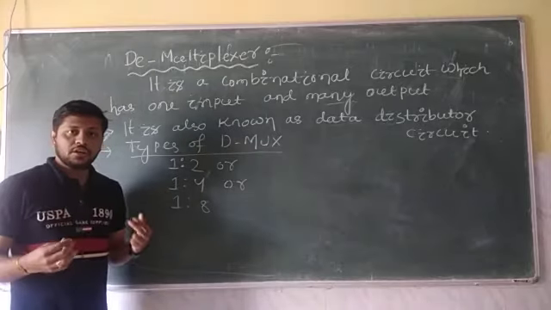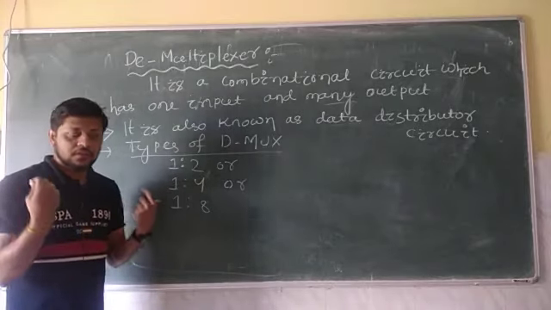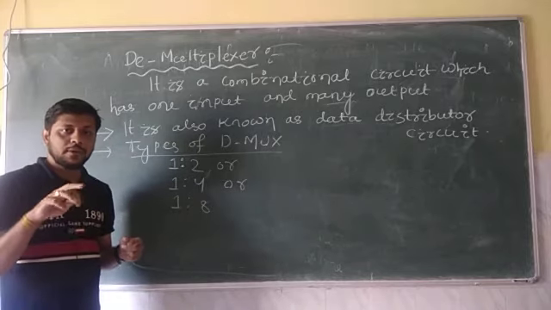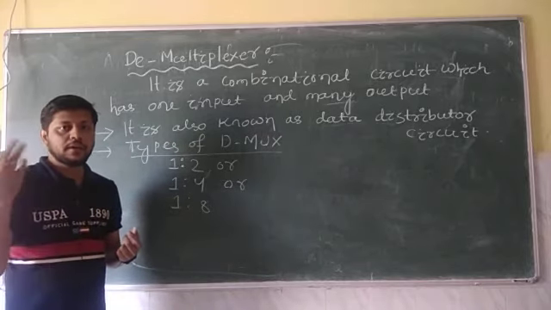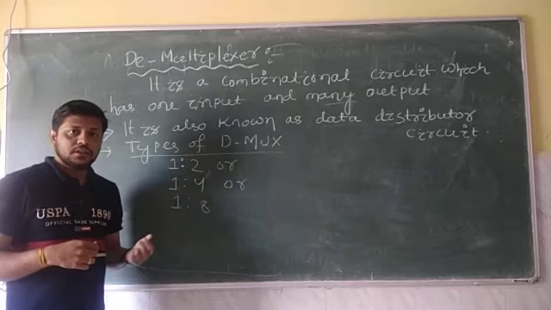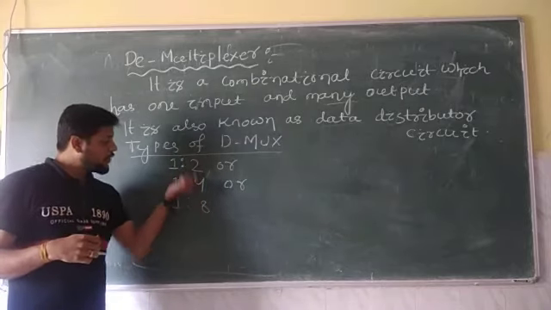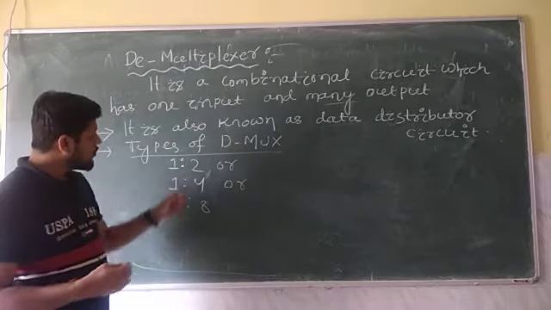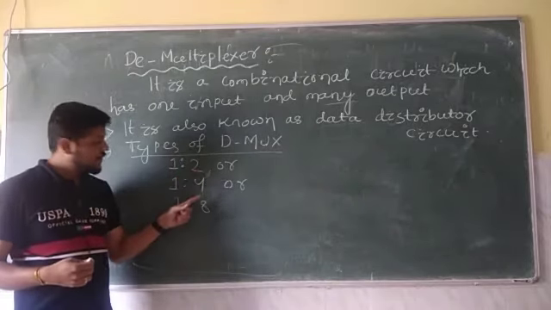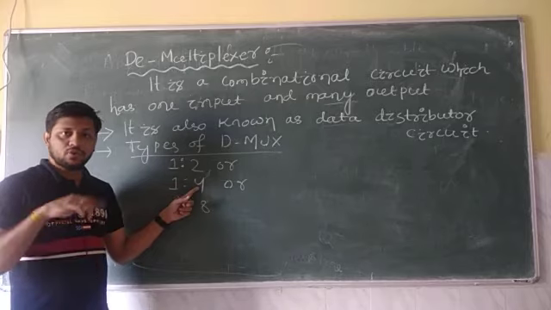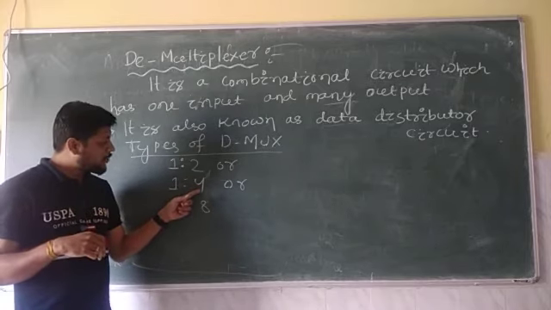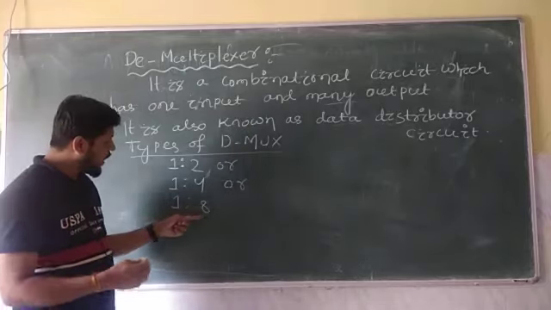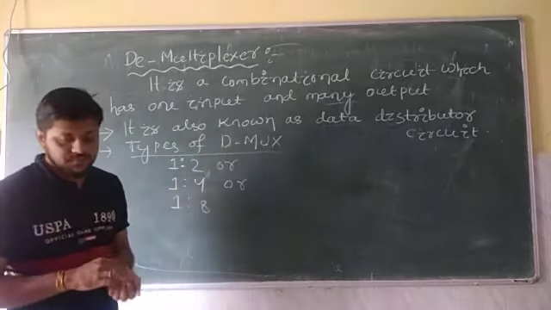Then what is the relationship between the number of output lines and the selection lines? In the case of a multiplexer we saw 2 to the power n equals 2 to the power m. In this case we look at the outputs and, according to them, choose the number of selection lines. For 1:2 we have only one selection line. 4 can be written as 2 squared, that's why we have 2 selection lines. 8 can be written as 2 cubed, that's why we have 3 selection lines.